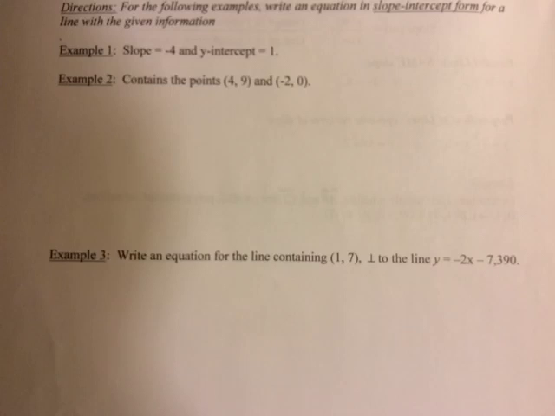So if we look at example 1, we want to write equations of lines in the y equals mx plus b form, slope-intercept. Example 1's easy. It's nice because we were given the slope and we were given the y-intercept. Remember, the slope is the number that goes in front of the x, and the y-intercept is your b. It's just the number that's at the end. So in example 1, the equation of that line in slope-intercept form is just y equals negative 4x plus 1.